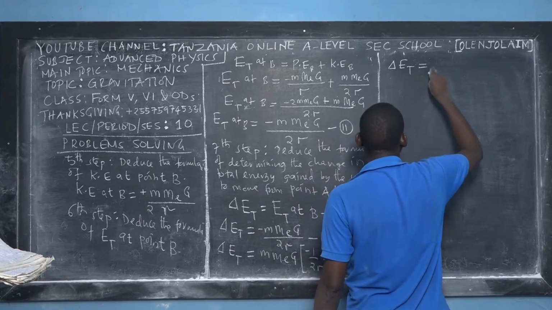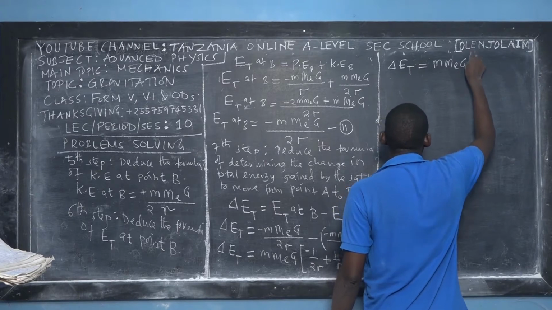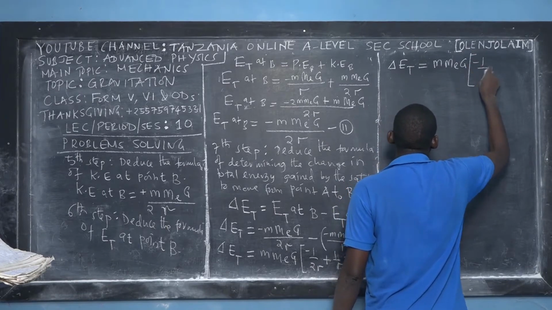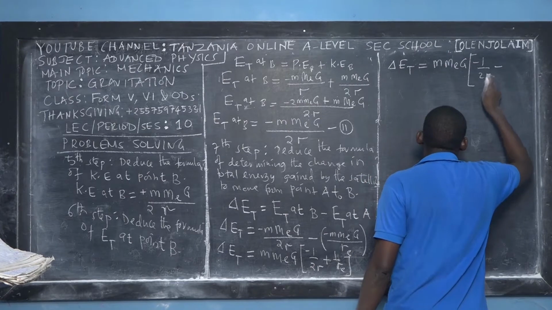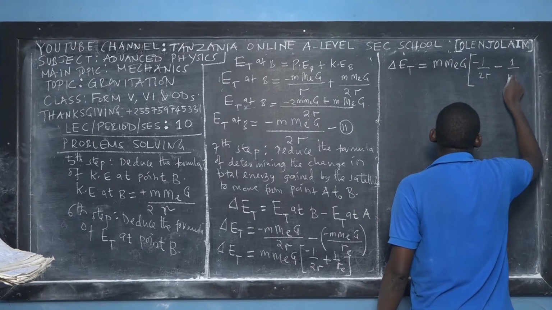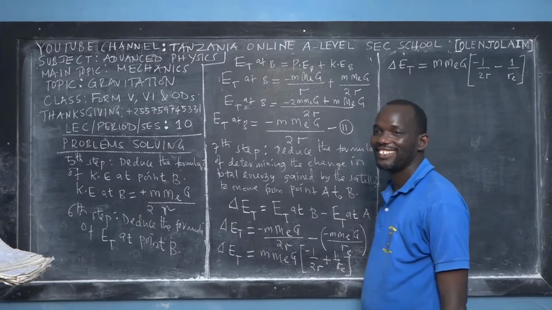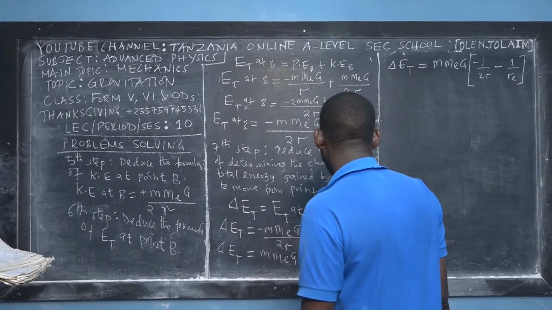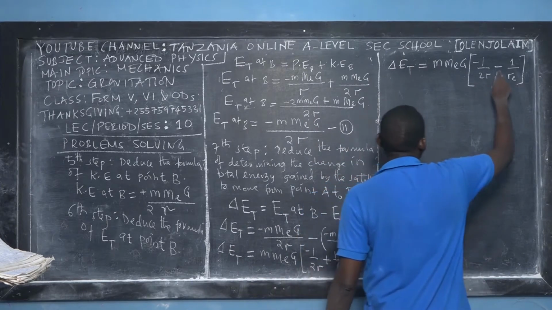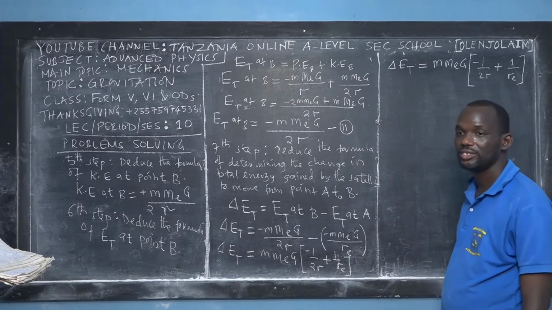It is equal to the mass of the satellite times the mass of the S times the gravitational constant, then negative 1 over 2r minus 1 over the radius of the S. This is positive. So I just copied this formula at this point.